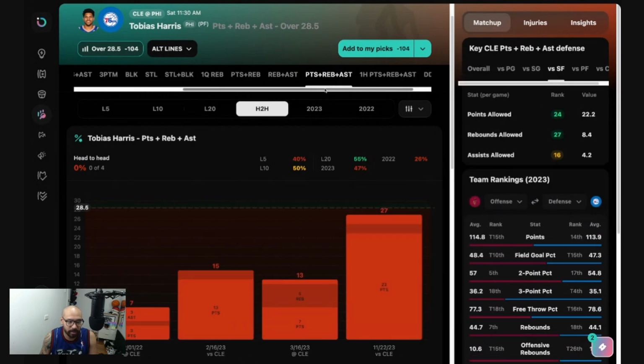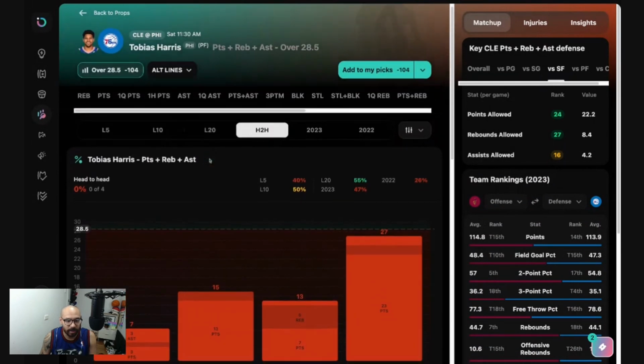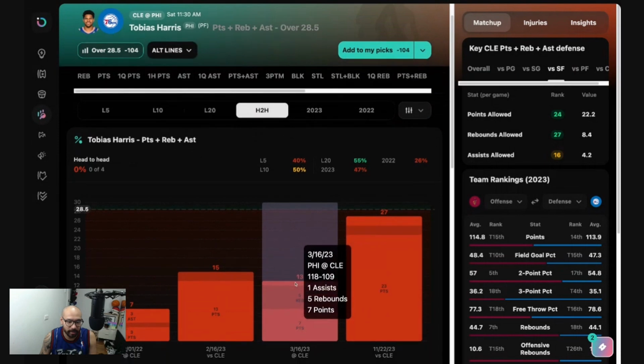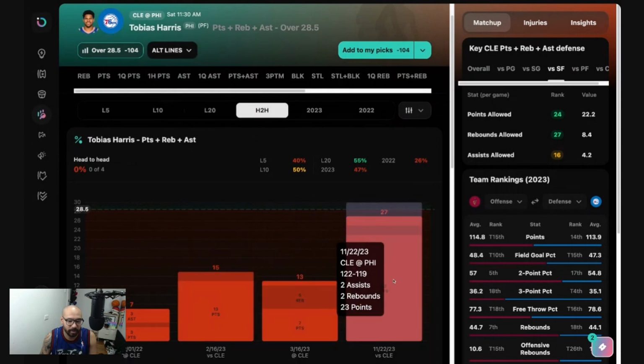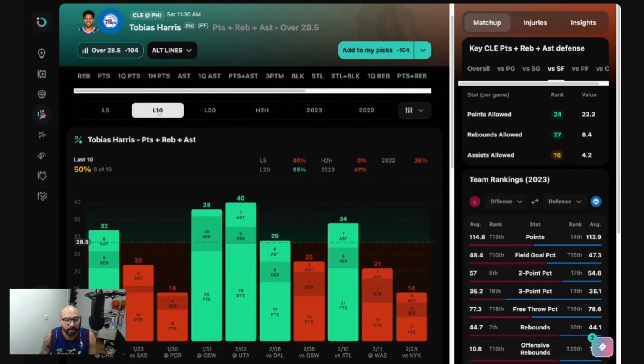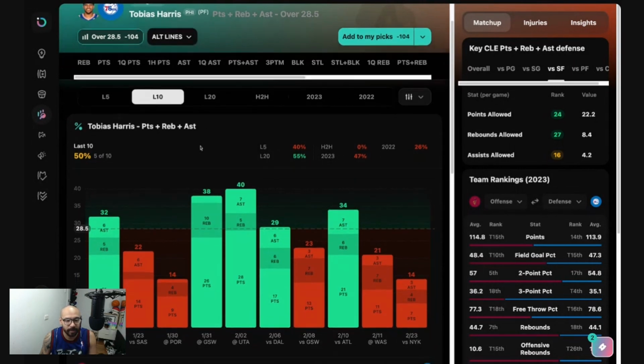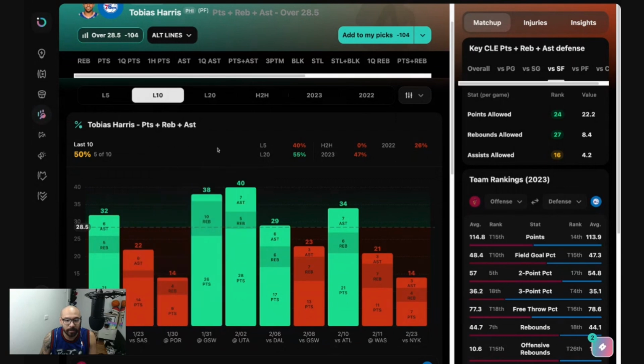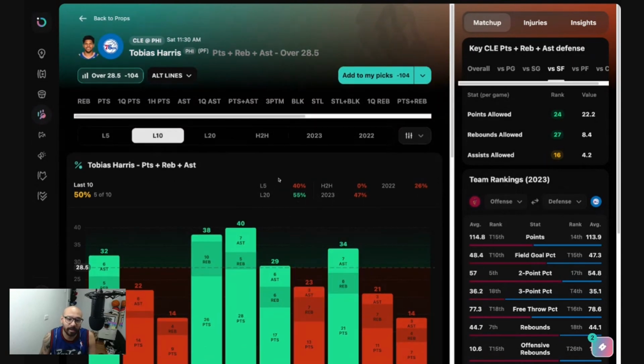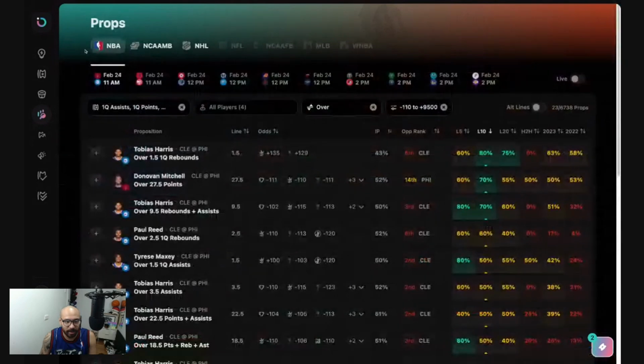That might be a little bit rude to say, but looking at his PRA, his overall line is 28.5. So he's gone under that in 4 straight games against Cleveland, despite scoring 23 points against them earlier this season. In his last 10 games, he's gone over in 5 of his last 10. So I was hoping those numbers would be a little bit stronger because I really wanted to take an under on Tobias Harris, but it doesn't look like that's going to be happening. His form over the last 10 is not bad. It's just wildly inconsistent. So Tobias Harris, we're going to have to pass.